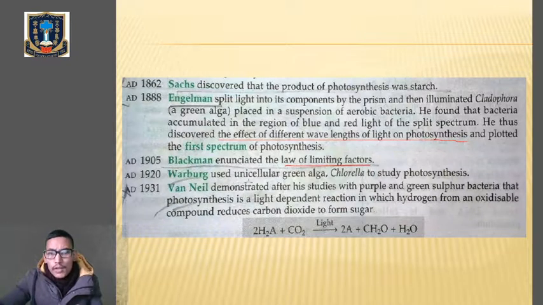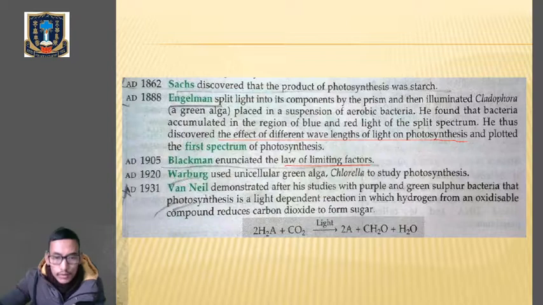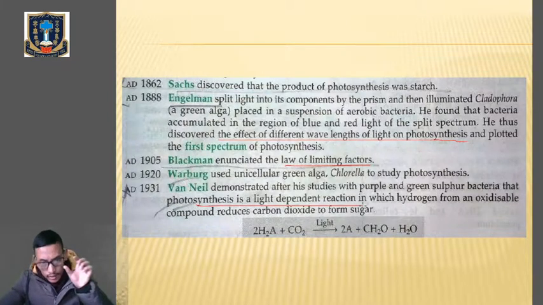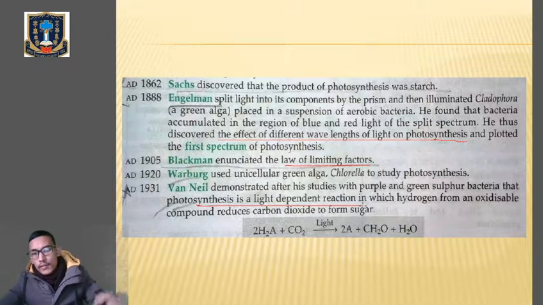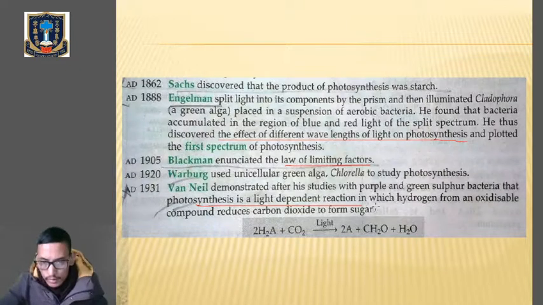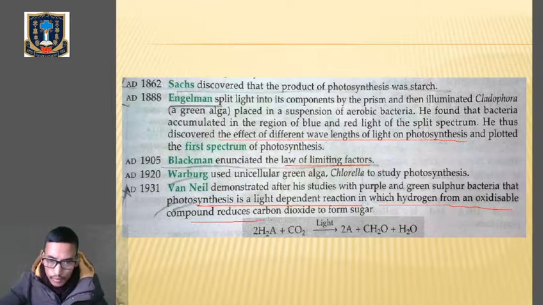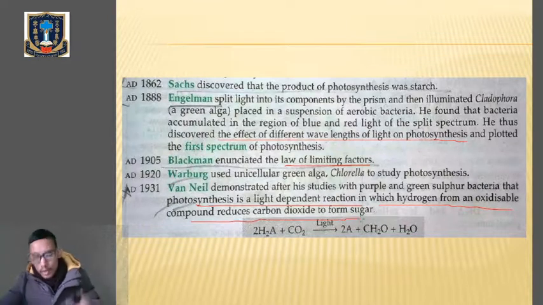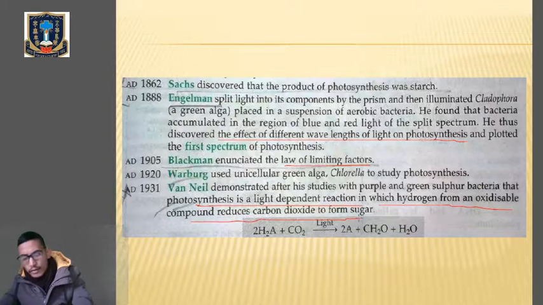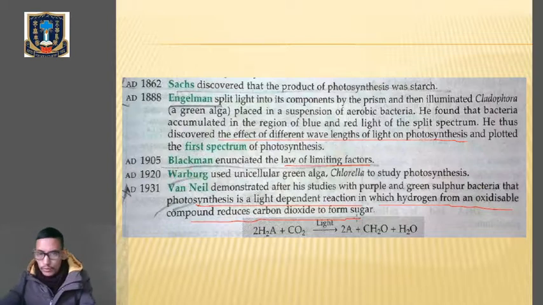Warburg used unicellular green algae to study photosynthesis. Van Niel demonstrated in his studies with purple and green sulphur bacteria that photosynthesis is a light dependent reaction. Van Niel demonstrated that photosynthesis is a light dependent reaction in which hydrogen from an oxidizable compound reduces carbon dioxide to form sugar. So these are the names of a few scientists and their contributions which you have to go through in this chapter.